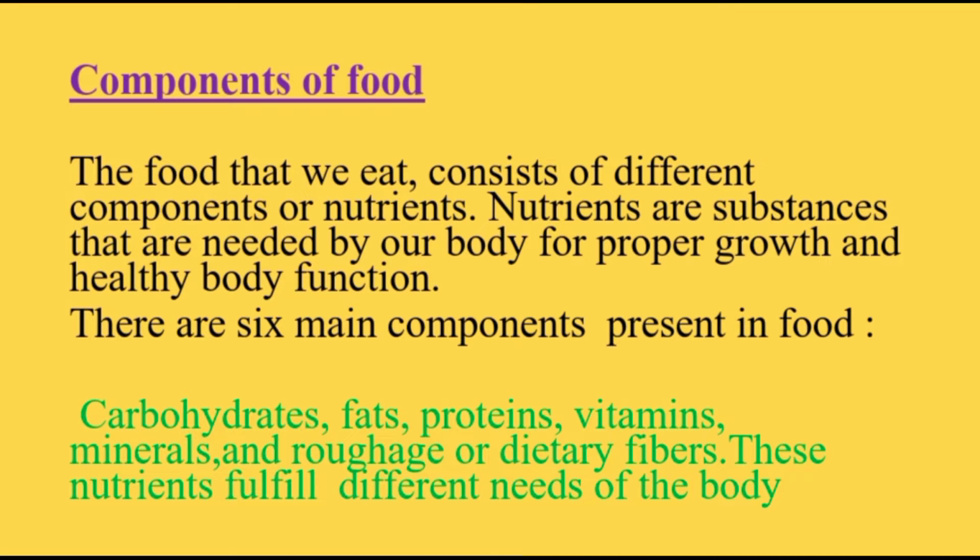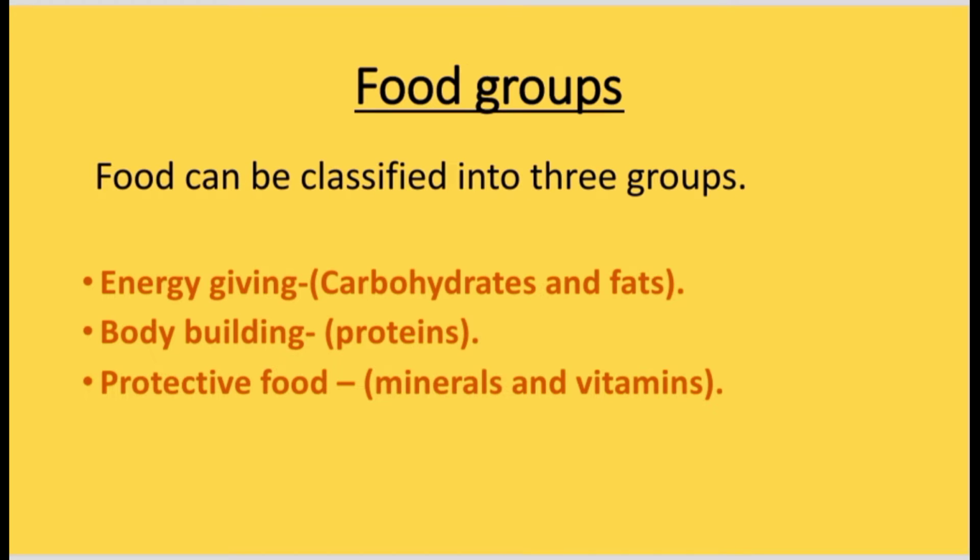There are six main components present in food: carbohydrates, fats, proteins, vitamins, minerals, roughage or dietary fibers. These nutrients fulfill different needs of our body. No single food item contains all the nutrients required to lead a healthy life. So food can be classified into three groups: energy giving food, body building food, protective food.